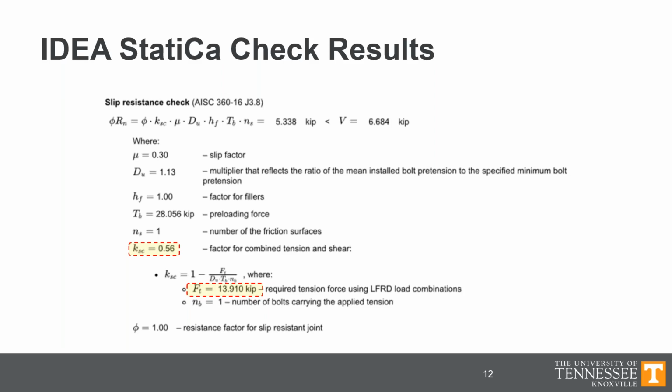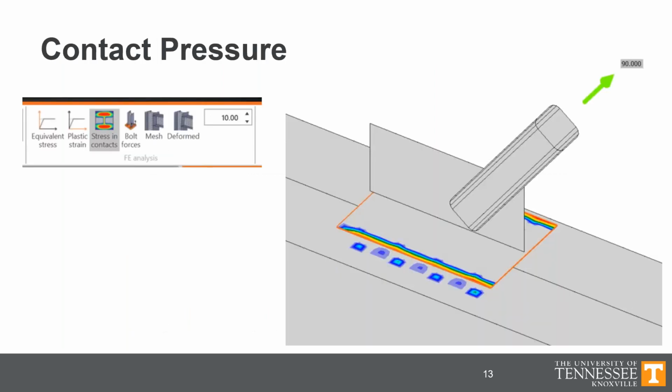To test this hypothesis, I did a few things. For instance, the first thing I did was say, let me take a look at the contact pressures. So I used the stress and contacts option, and I did see, look, at the tips of the flanges of the T, we are seeing contact pressure. So that's implying that there is some prying action going on in this particular connection.